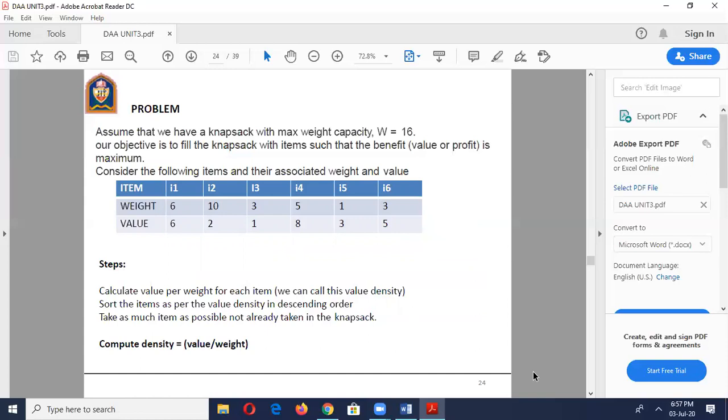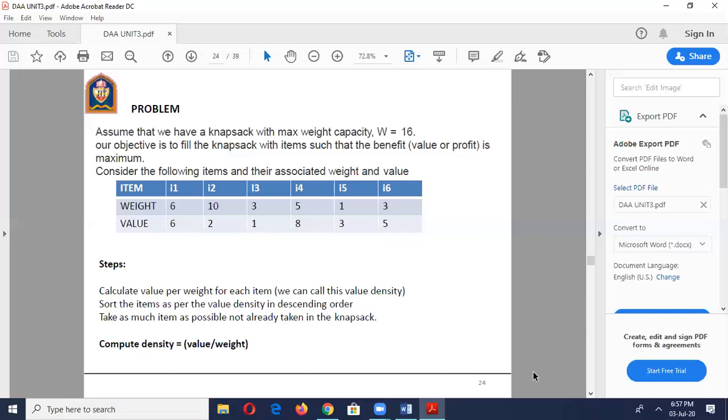For item number 1, the weight is 6 and the value is 6. For item number 2, the weight is 10 and the value is 2. For item number 3, the weight is 3 and the value is 1. For item number 4, the weight is 5 and the value is 8. For item number 5, the weight is 1 and the value is 3. And for item number 6, the weight is 3 and the value is also 3.